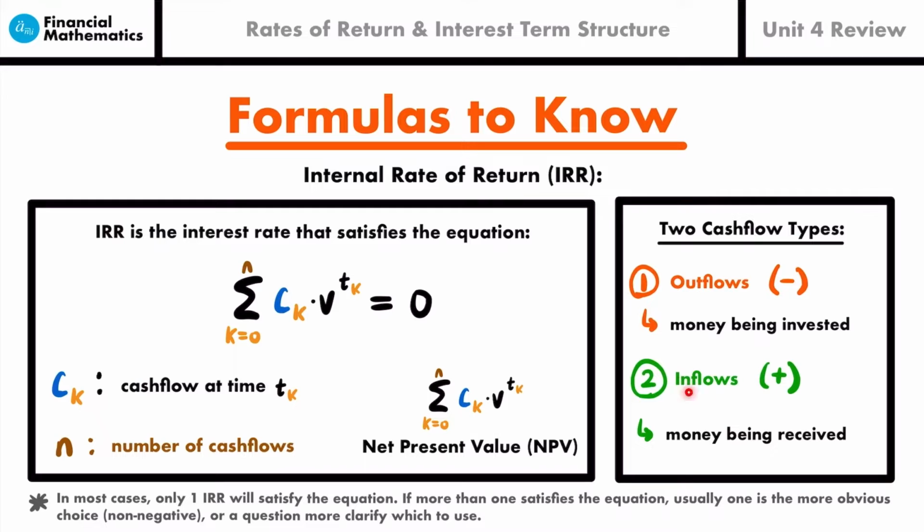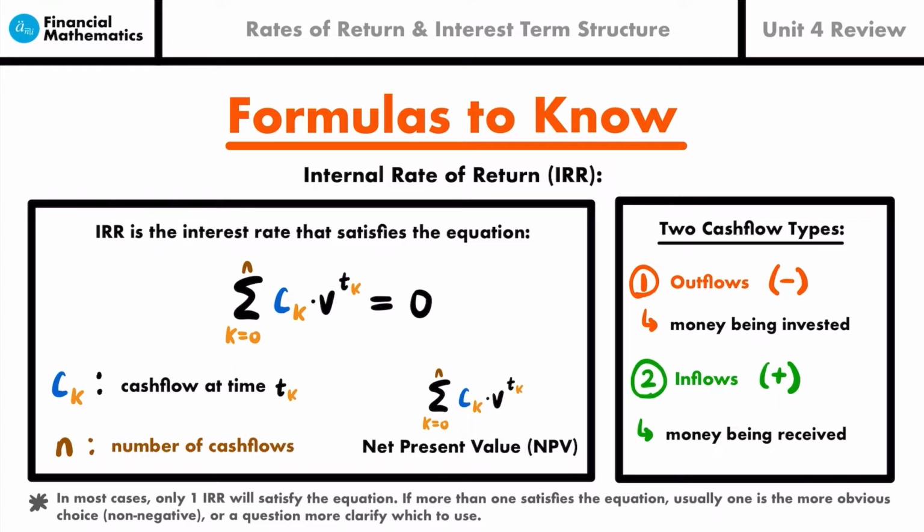On the other hand, inflows refers to money being received. This is money that you get from your investments. All right, so it is money that is being gained. And we treat inflows as positive cash flows. Okay, so when you are setting up your net present value, inflows or money being received are positive cash flows.